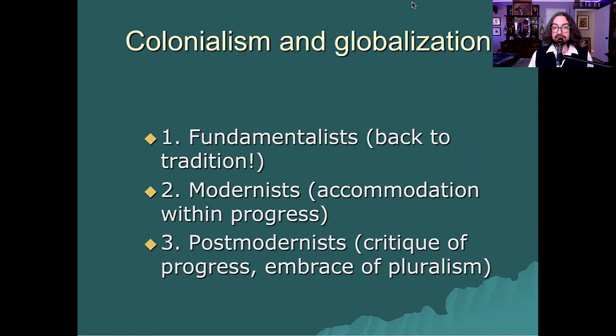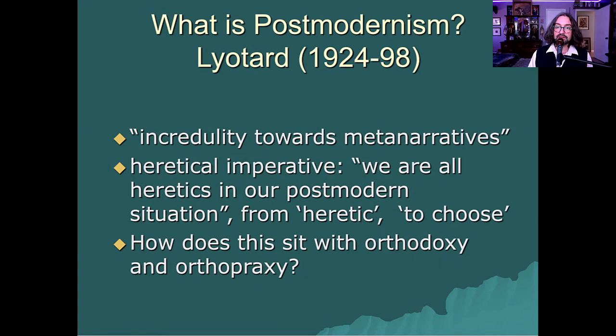Colonialism and globalization since the Renaissance has resulted in two overall trends. One is fundamentalism, let's get back to tradition, and the other one is modernism, let's accommodate religions or the lack of religions to progress. And the so-called postmodernists critique progress, at least progress on the model of Enlightenment rationalism, and embrace pluralism as a positive value. I prefer to think of postmodernity as an era rather than a doctrine or an ideology. In terms of the study of religion and our understanding of it, there's no doubt that so-called postmodern philosophers have had an enormous impact on the field of religious studies.